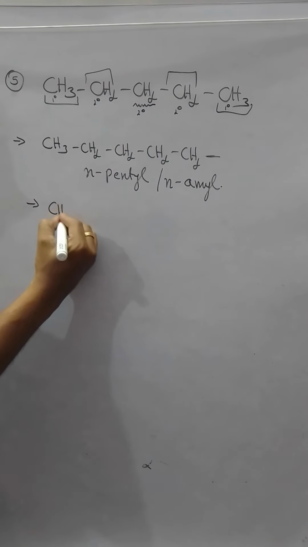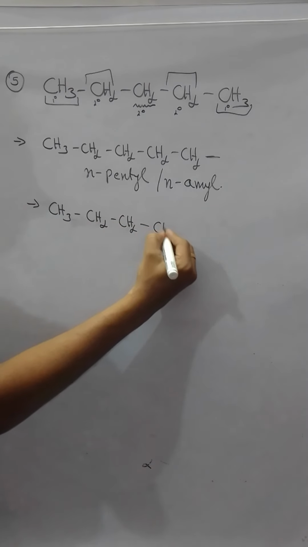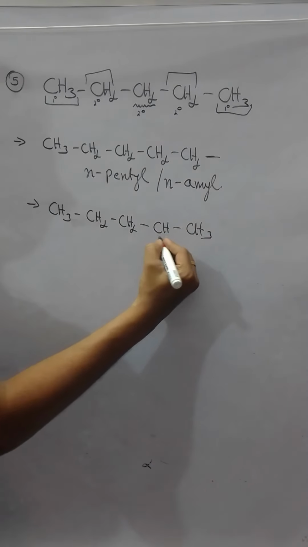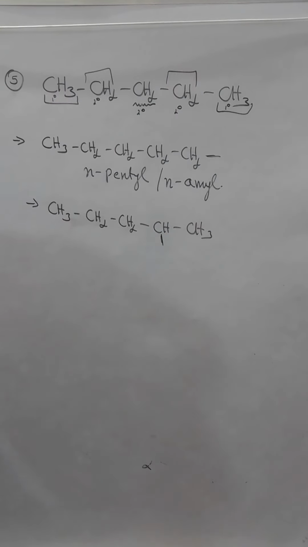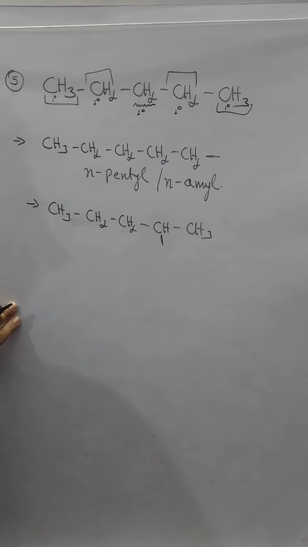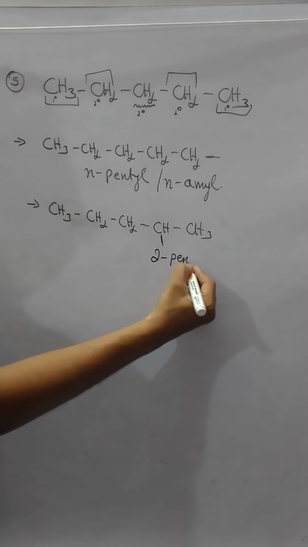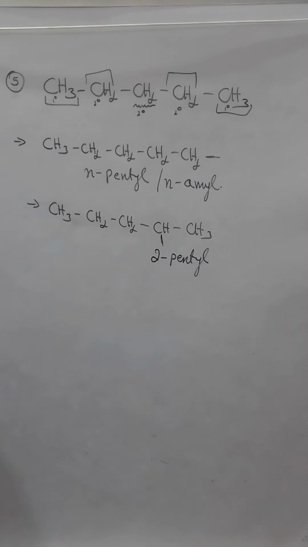Okay. CH3, CH2, CH2, CH, CH3. Okay. Now I can call this as secondary, no issue. But the problem is, if I call this secondary, the other one would also be called secondary. In order to avoid the confusion, I'll call it as 2-pentyl. This will be my 2-pentyl.